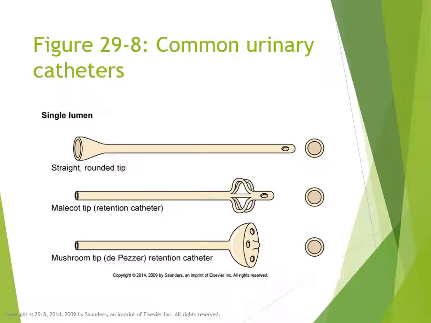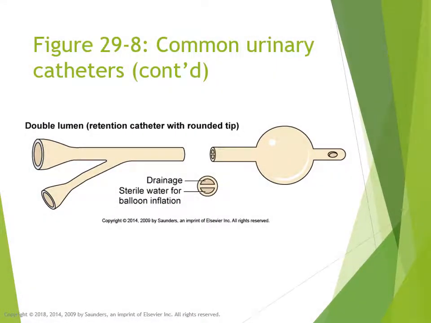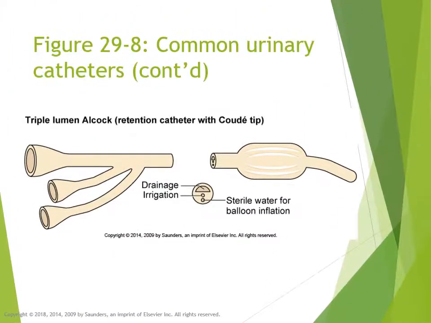Figure 29.8 in your textbook on page 554 contains these pictures. These are pictures of common urinary catheters. You have your single lumen, what is referred to as your double lumen, and then your triple lumen catheters.